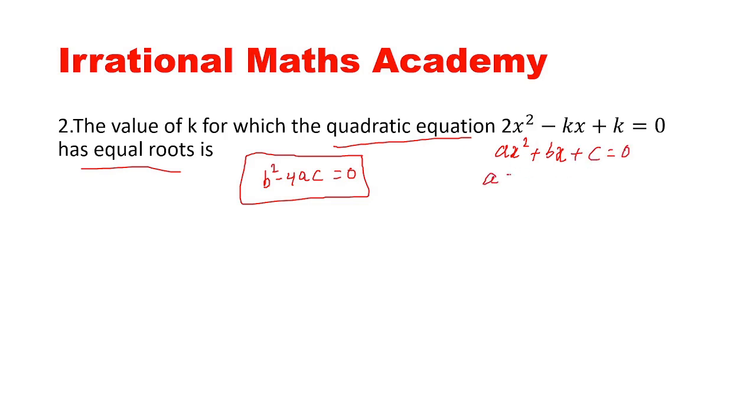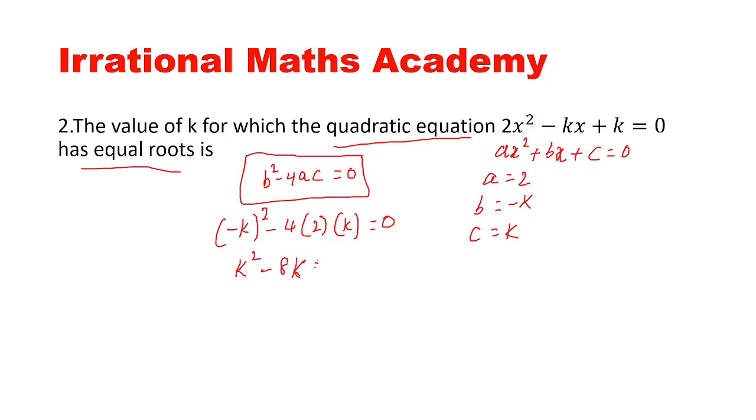If you compare here, the a value is 2, the b value is minus k. Many of you may forget writing the minus. And the c value is k. Let's substitute in this formula. Minus k whole square minus 4 into the a value, 2, and the c value, k, equal to 0. Minus k whole square gives k square. If the power is even, you will get positive. Minus 4 twos are 8k equal to 0.